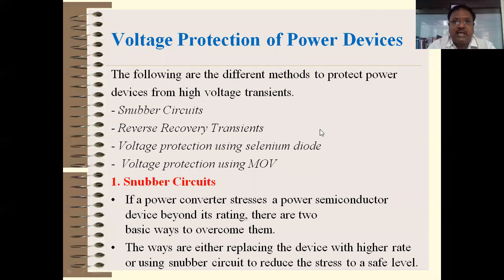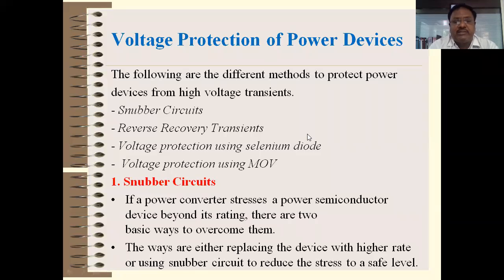The protection circuits are not limited to these four only, but as per your syllabus, only these four protection circuits are given. So we will concentrate only on these four circuits. Okay. So snubber circuit, then reverse recovery, and so on. We'll start from the snubber circuit.